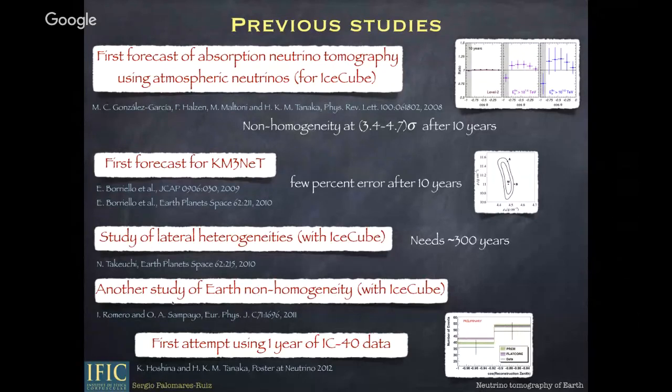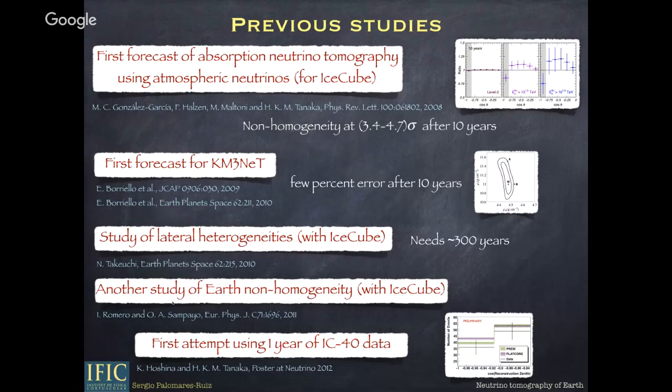Then there was a work that studied lateral heterogeneities, basically studying the 3D features with IceCube. And for this one would need at least an order of magnitude higher statistics than just IceCube in 10 years. And then there was also another study of the Earth non-homogeneity. And there was even a first attempt using 1 year of IC-40 data, which was too preliminary to actually tell much about the Earth's interior.